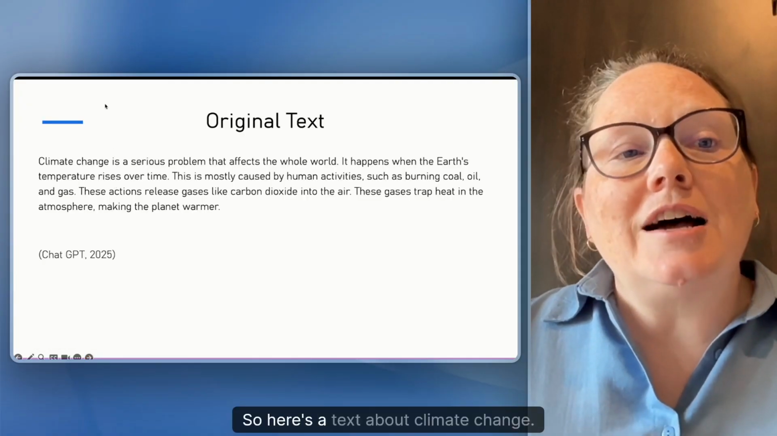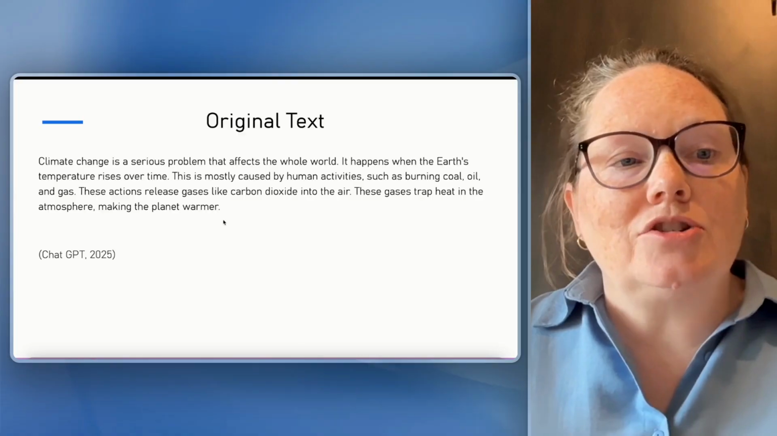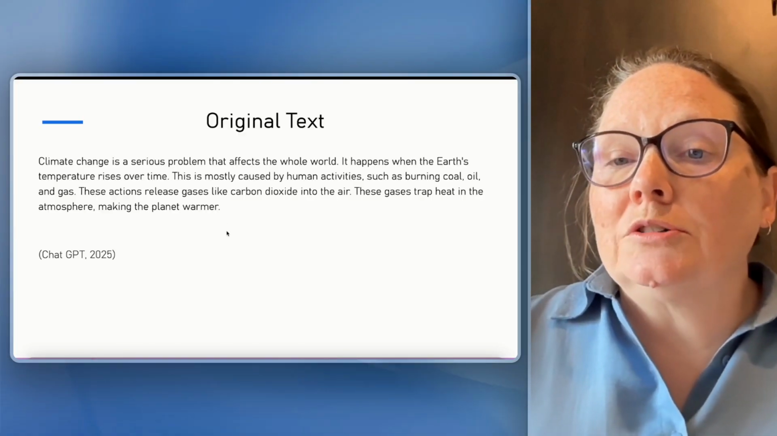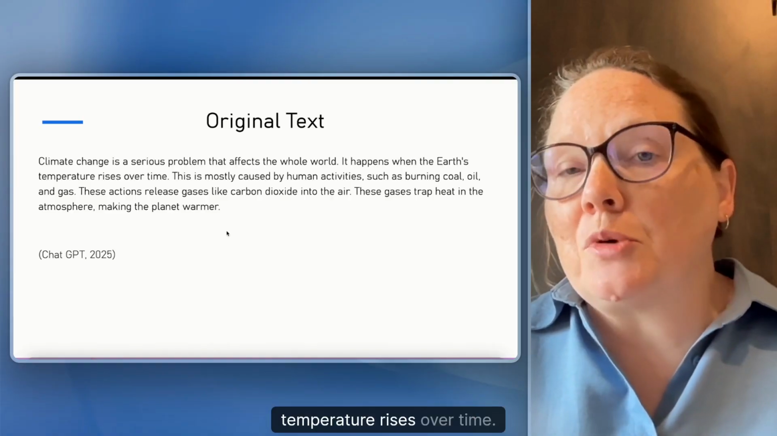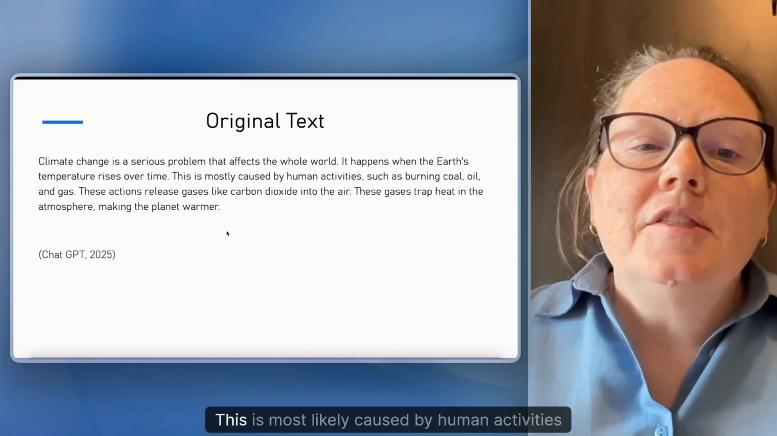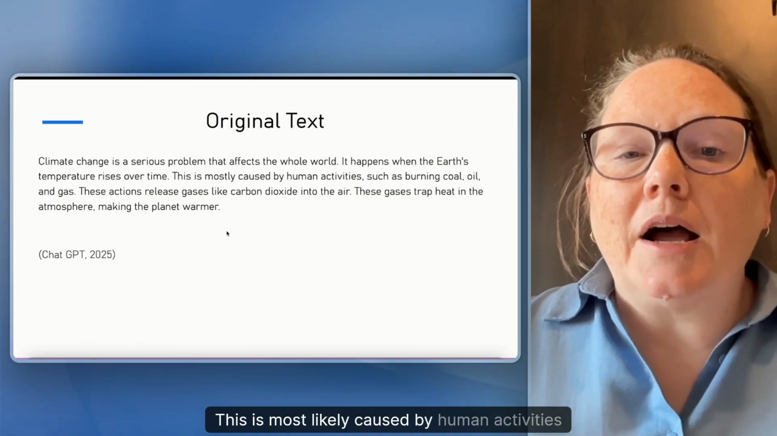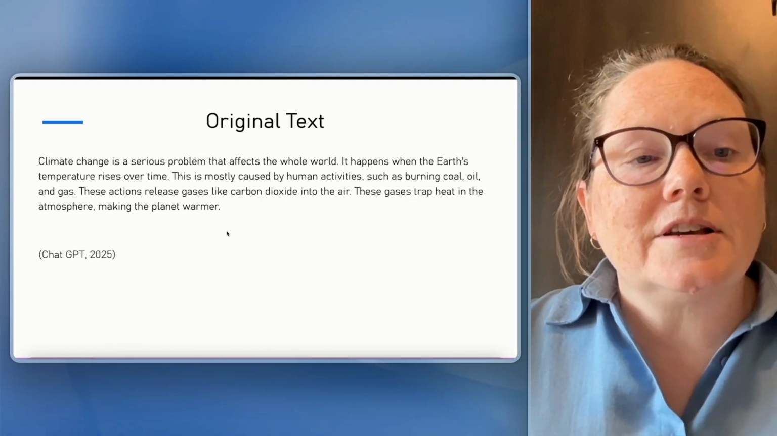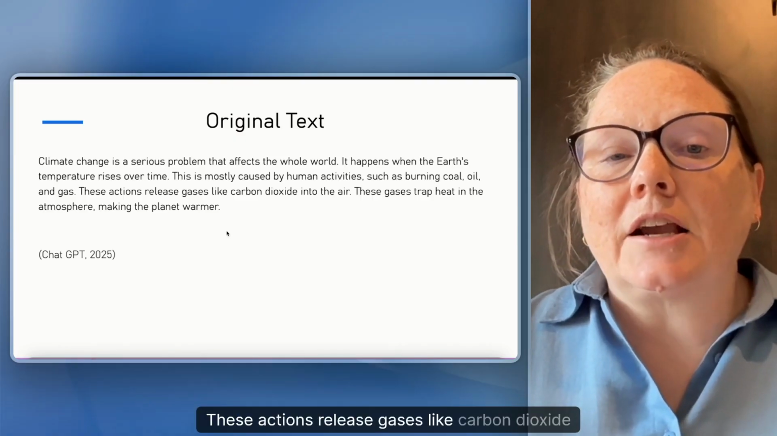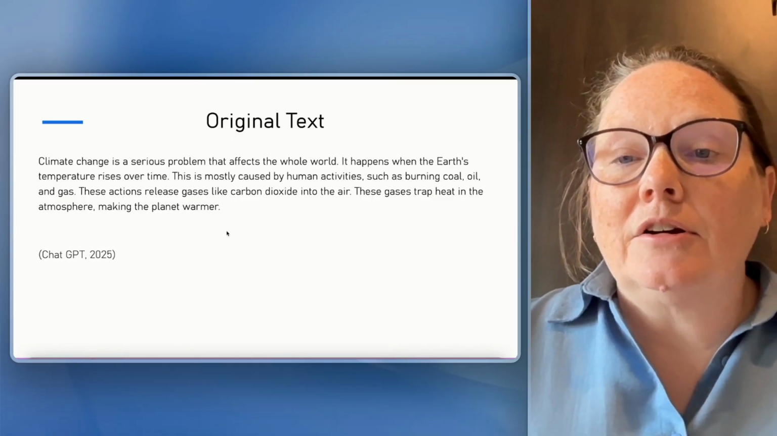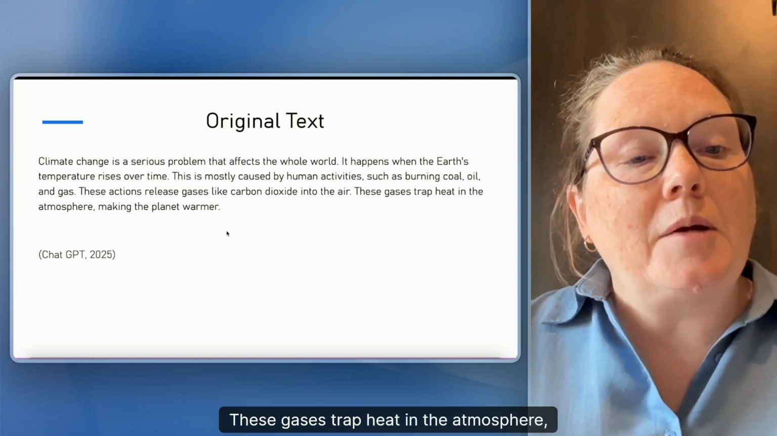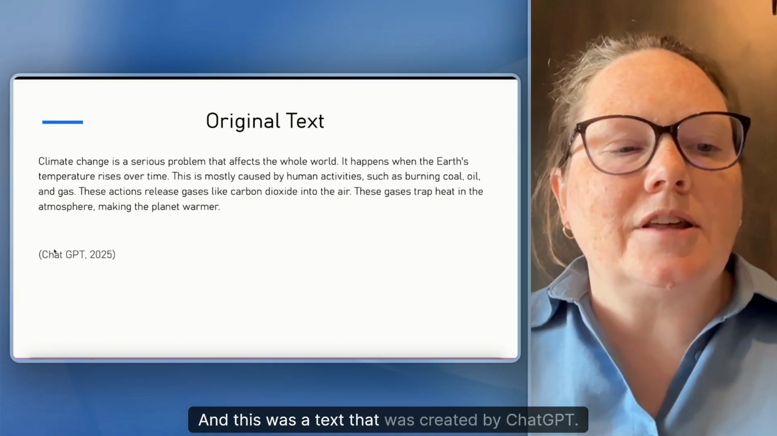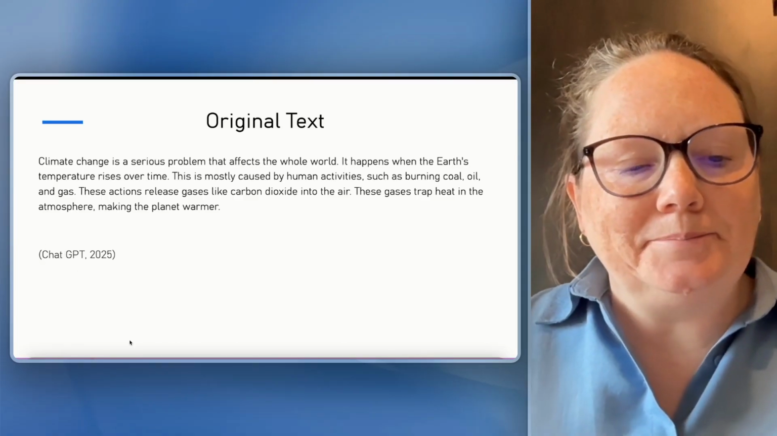So here is a text about climate change. Climate change is a serious problem that affects the whole world. It happens when the Earth's temperature rises over time. This is most likely caused by human activities such as burning coal, oil, and gas. These actions release gases like carbon dioxide into the air. These gases trap heat in the atmosphere, making the planet warmer. And this was a text that was created by ChatGPT.